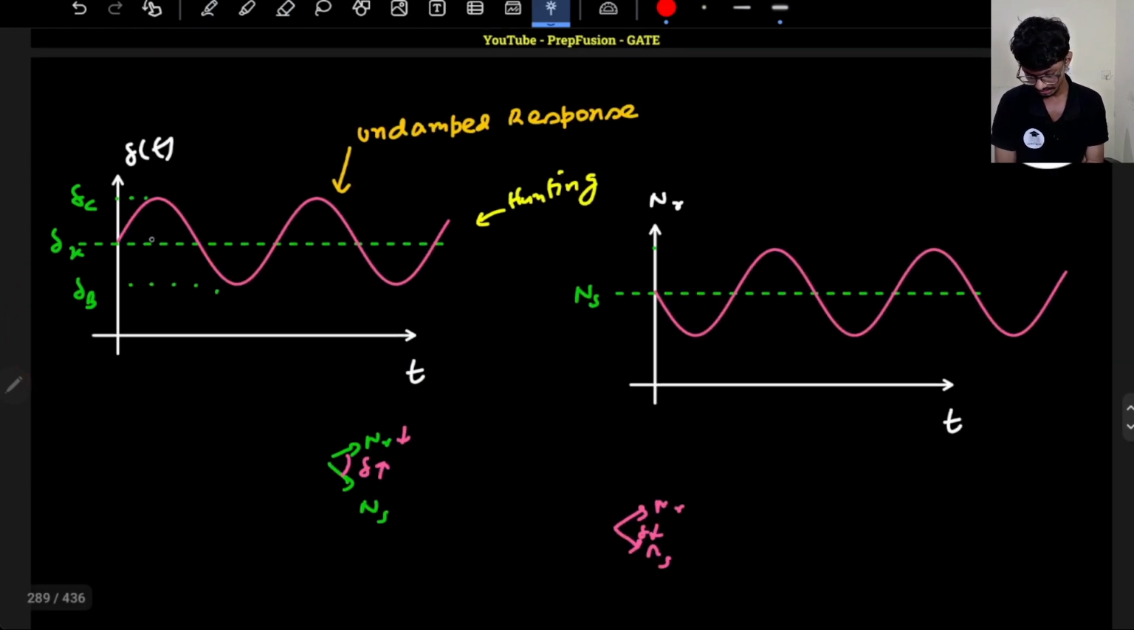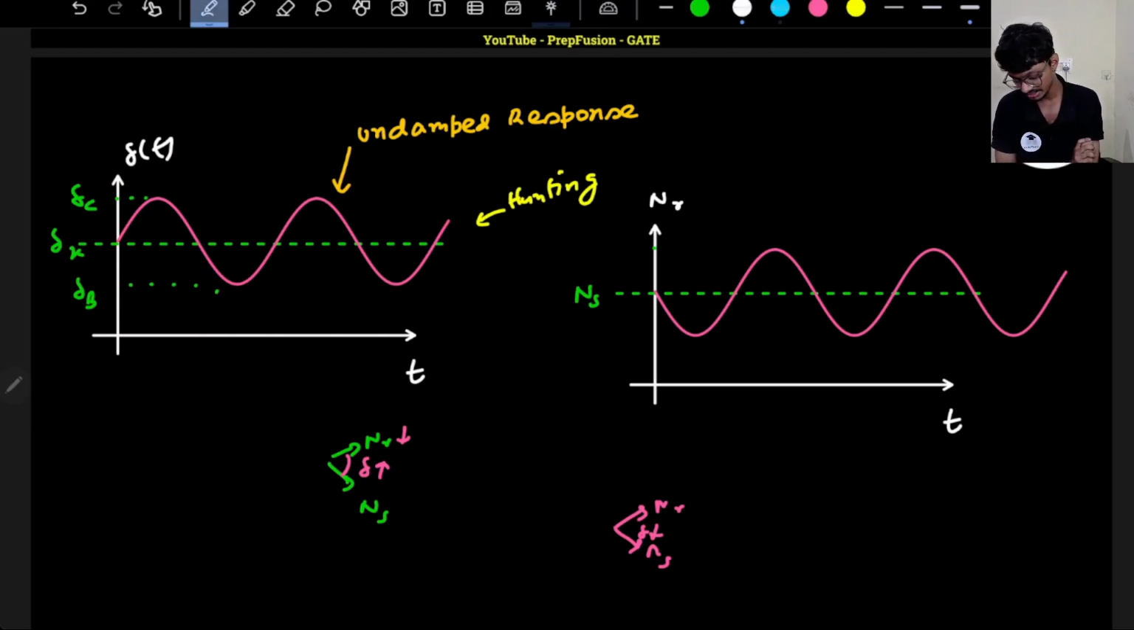So if I just give you this graph, can you tell me in which region my developed power is greater or less? In this region, where my delta is increasing, this is the region for which my PE is less than PL, and this whole region where my developed power is reducing, PE is greater than PL.